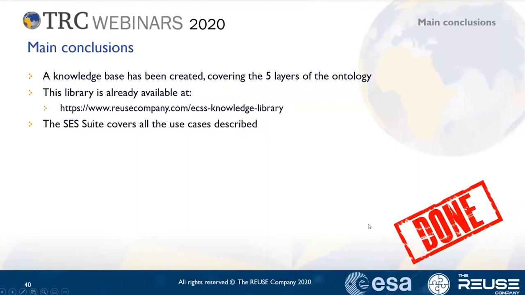So the main conclusion is that we have successfully implemented these five layers of the ontology into a knowledge library. This library is already available. Just follow this link and you will find it there. As soon as the recording of this webinar is ready, we will send you an email to let you know, including a copy of the slides and the link to download the library. And the ECSS suite now covers all the use cases described in the previous slide.